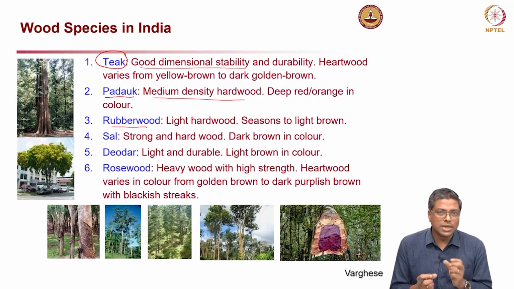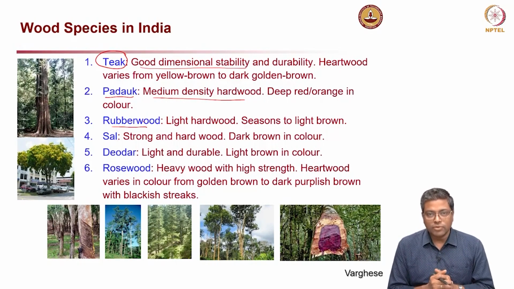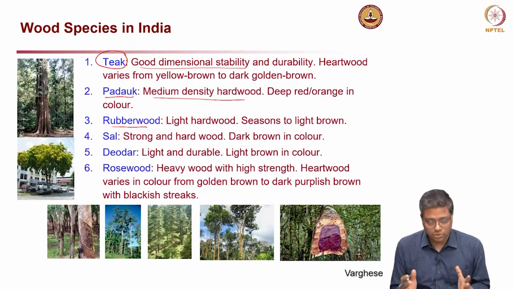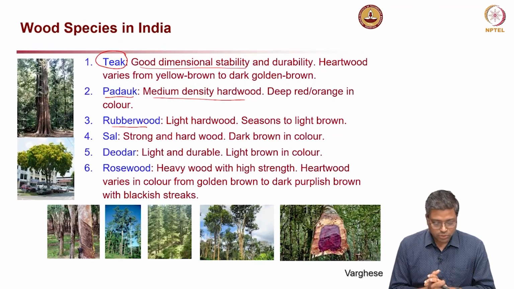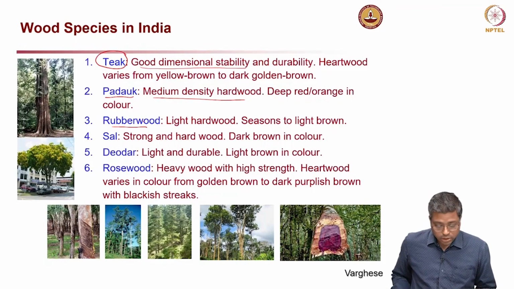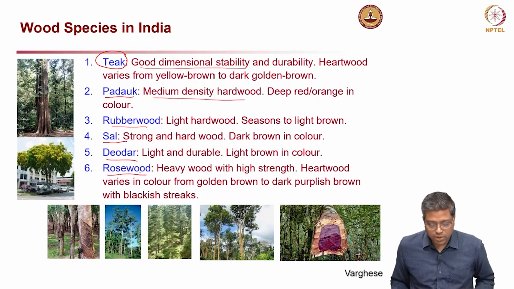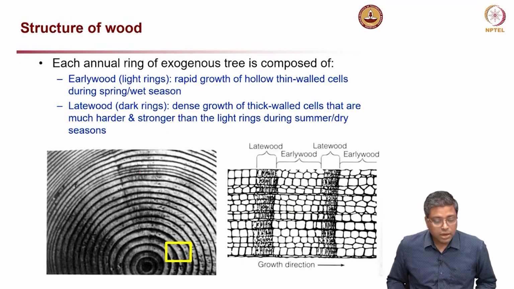I have been using the words timber and wood interchangeably. If you look at the definition, timber is nothing but processed wood, but more or less I don't think it really matters. You can use both words, but in general when we say timber, it is processed wood. Okay. Now, other types are sal, deodar and rosewood. These are all available in various parts of our country. Okay. And now let us look at the structure of wood.